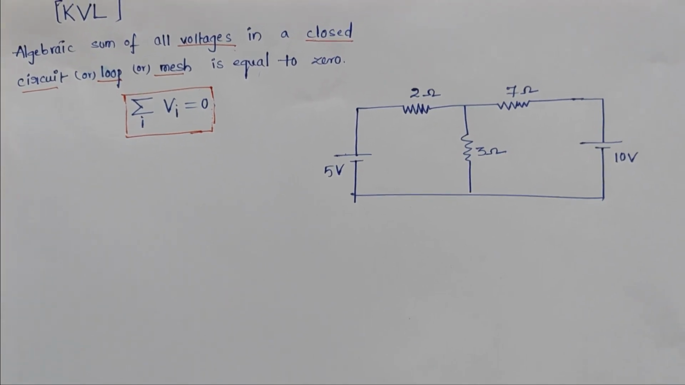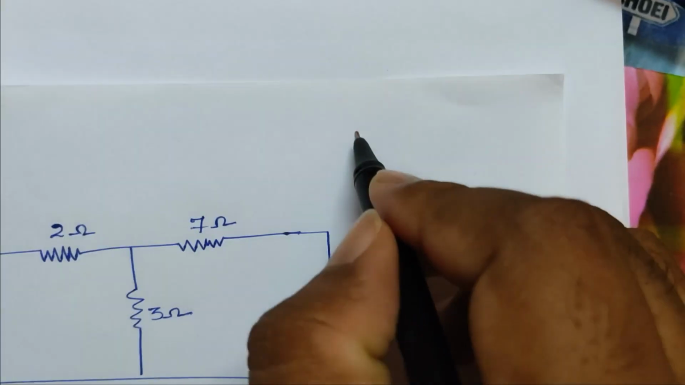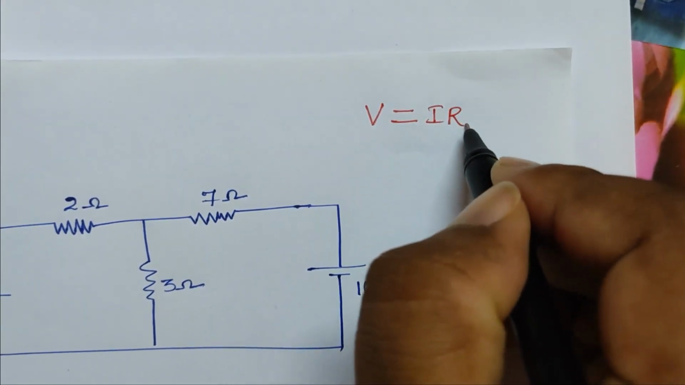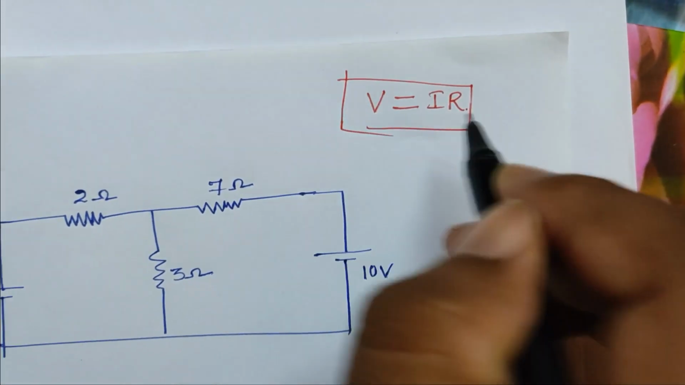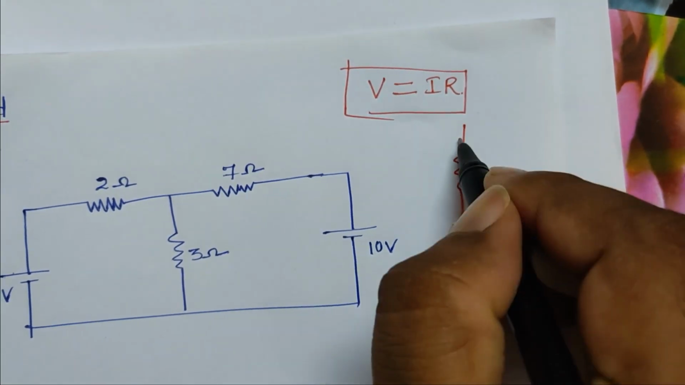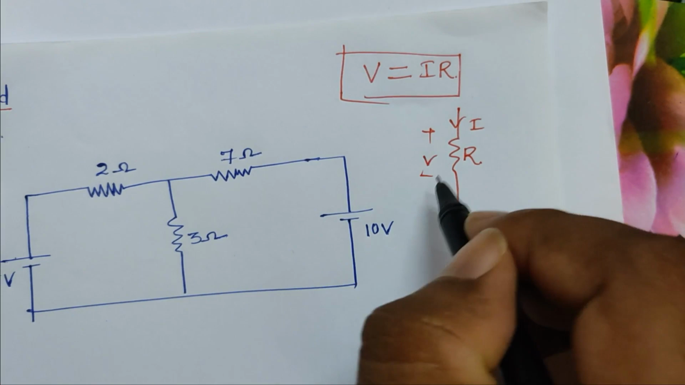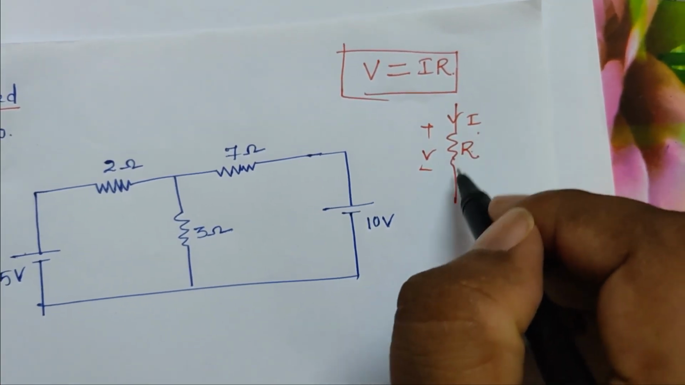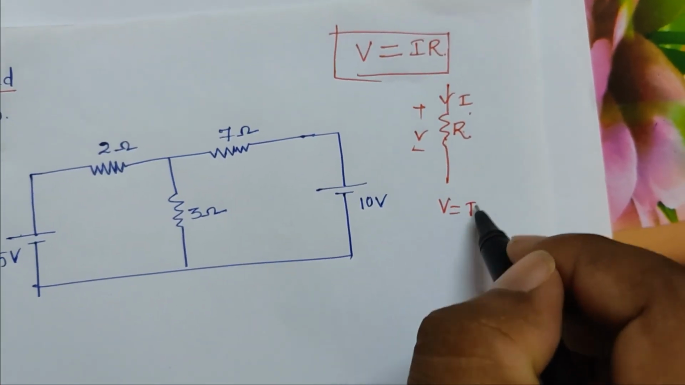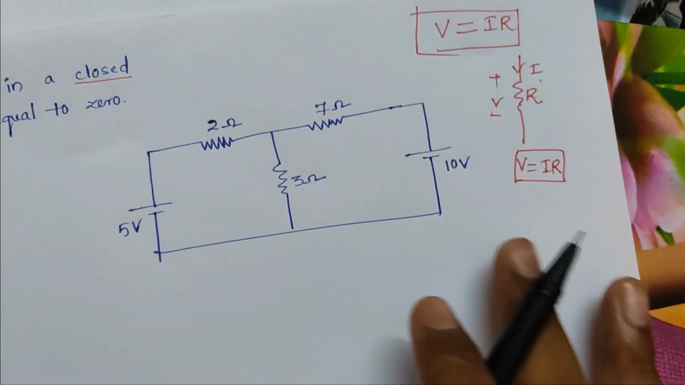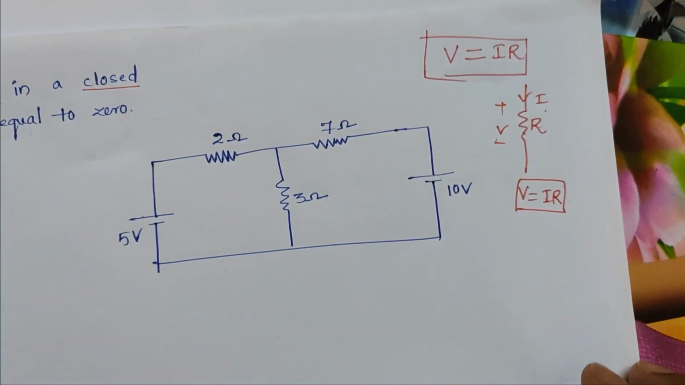So what is Ohm's law here? Ohm's law is nothing but voltage proportional to current at constant temperature, so V is equal to IR. The voltage across a resistor when current I is passing through it is V, that is, V equal to the current passing through the resistor times the resistance value. This is what we have learned so far. So let us try to understand KVL using these basics.